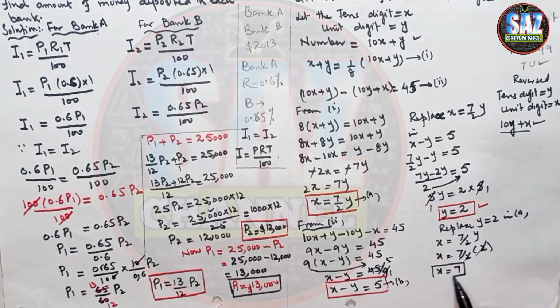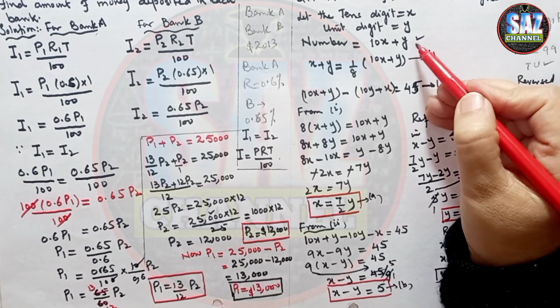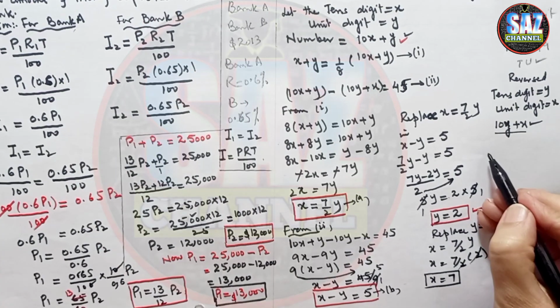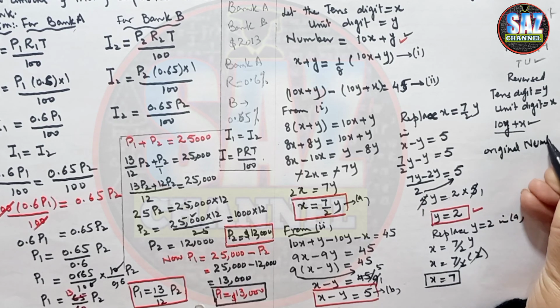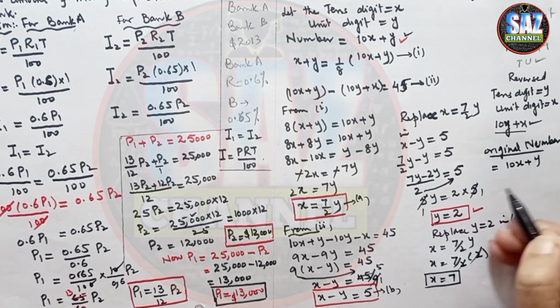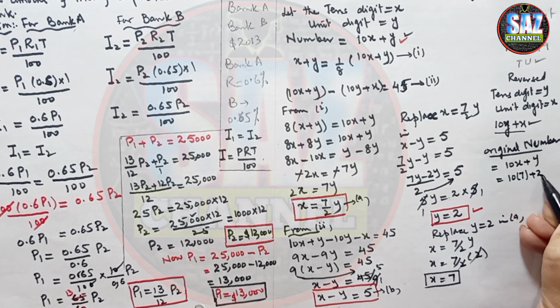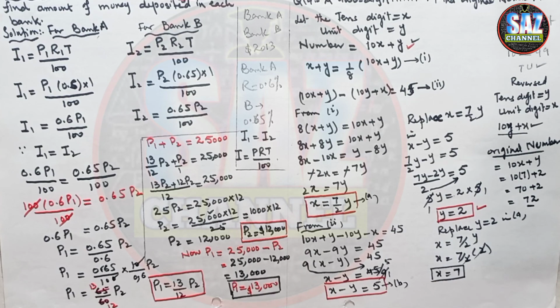Now let's read the final requirement of the question, and that says find the original number. The original number has the formation 10x plus y. This is the original number. So the original number equals 10x plus y, which is equal to 10 into 7 plus 2, which is equal to 70 plus 2, which is 72. I hope you are clear about this lesson.